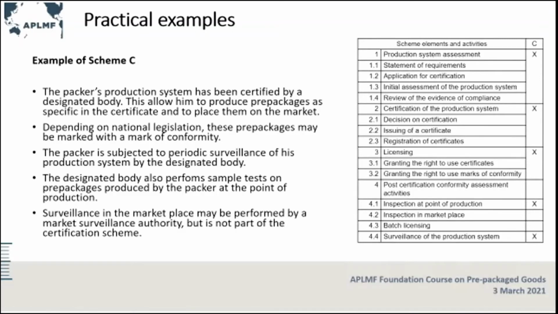And then the packers are subject to periodic surveillance of their production system by the designated body. So the government or the designated body has to perform the periodic surveillance to make sure that the production system of the packers or manufacturer still meets the requirements put on the certificate. The designated body also performs sample tests on the prepackaged product produced by the packers at the point of production. So it means that to make sure the prepackaged produced by the packers still meets the requirement, the government or the designated body takes samples and tests them.